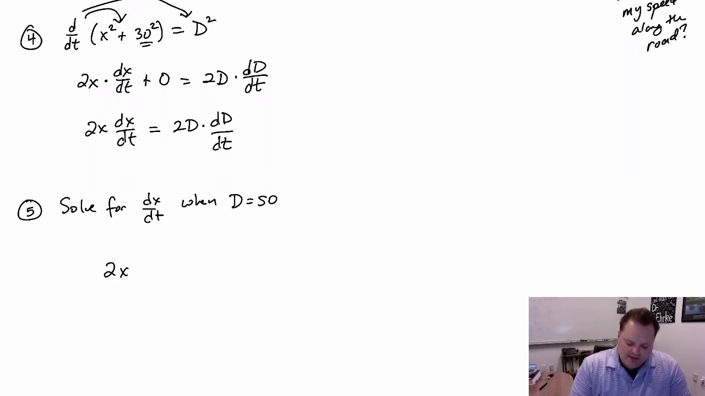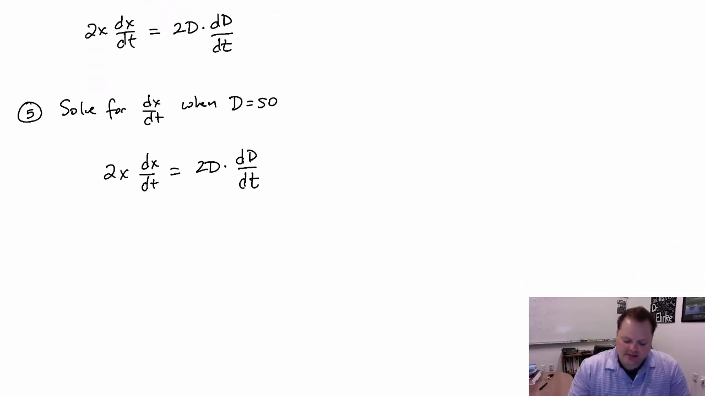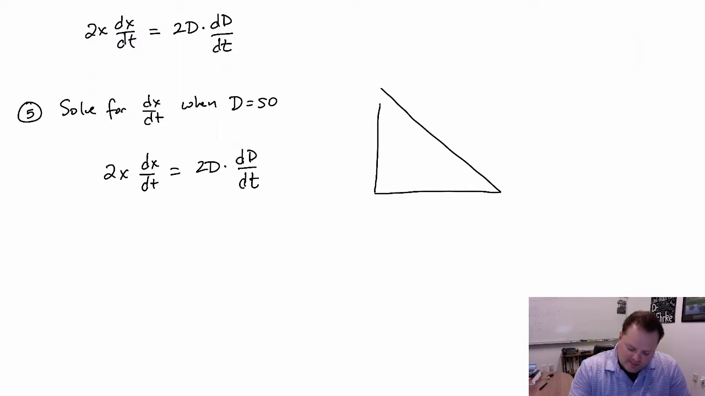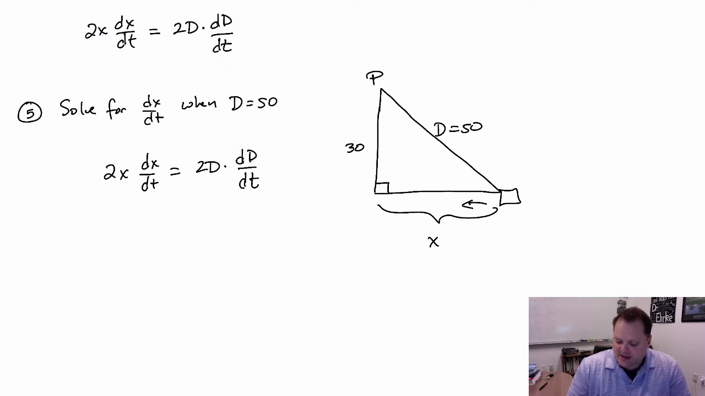So I've got 2x dx/dt equals 2d dd/dt. And let's think about what pieces of this we know. The triangle, at the moment in time that this car right here is passing in front of the police officer, we know that this is 50. We know that this side is 30. We know this is a right triangle, so I can figure out exactly what x is at that time as well. x is 40. This is a Pythagorean triple, right? A 3, 4, 5 triangle.